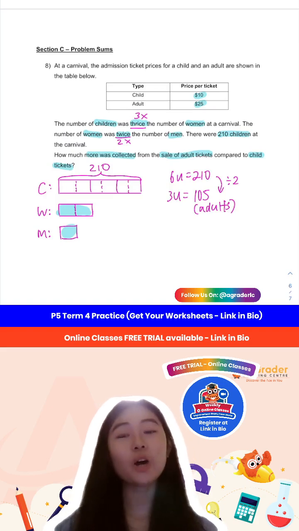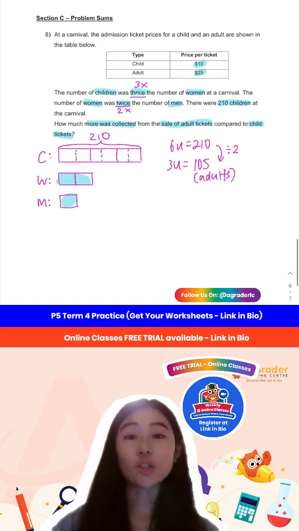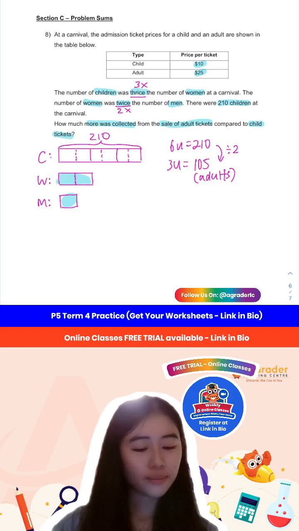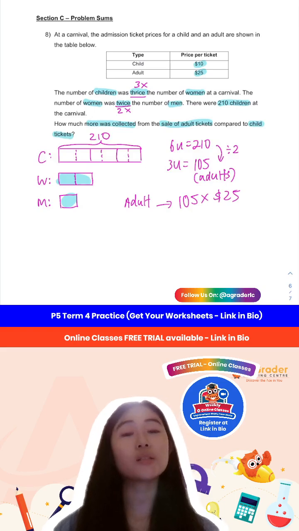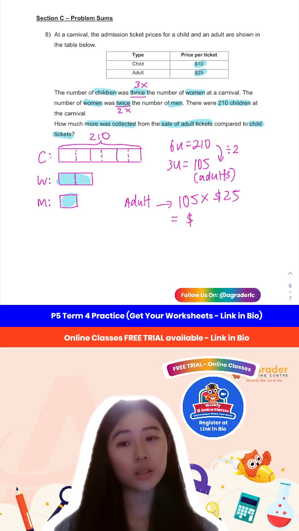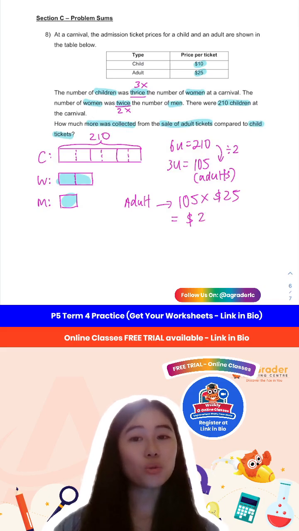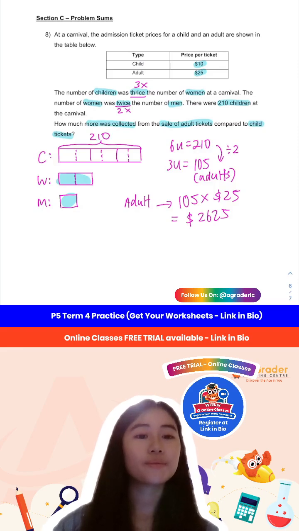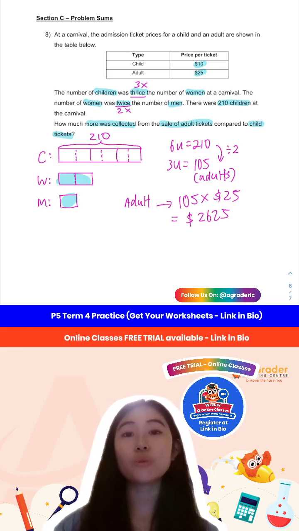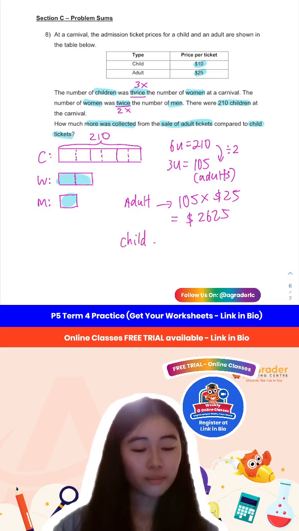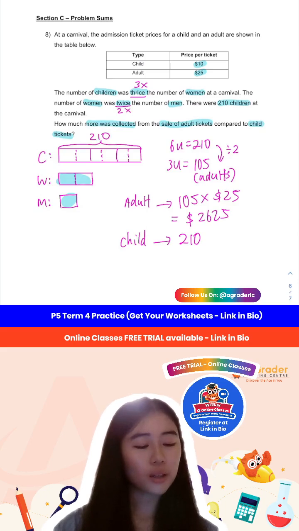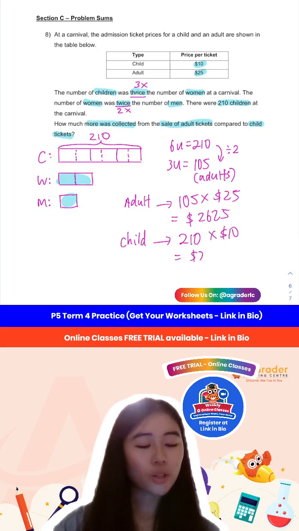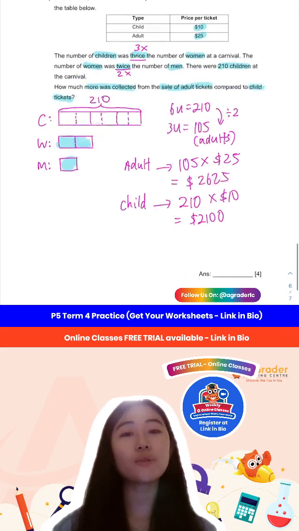Okay, so now you can calculate how much money is collected from the adult tickets and also the child tickets. I'm going to calculate for the adult tickets first. There's 105 adults, and then each ticket is $25. So you times 25. You can use calculator. You should have gotten 2625. Yeah, so that's for the adult tickets. Then you do for the child tickets, the same thing. There's 210 children, and each ticket is $10. So you times 10. So this will be $2,100 for the child tickets.